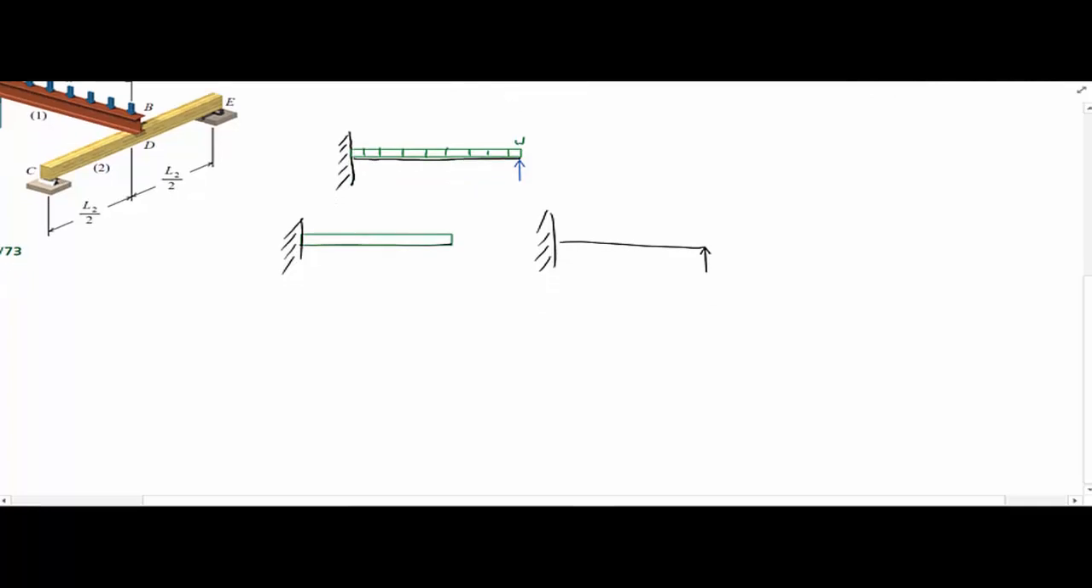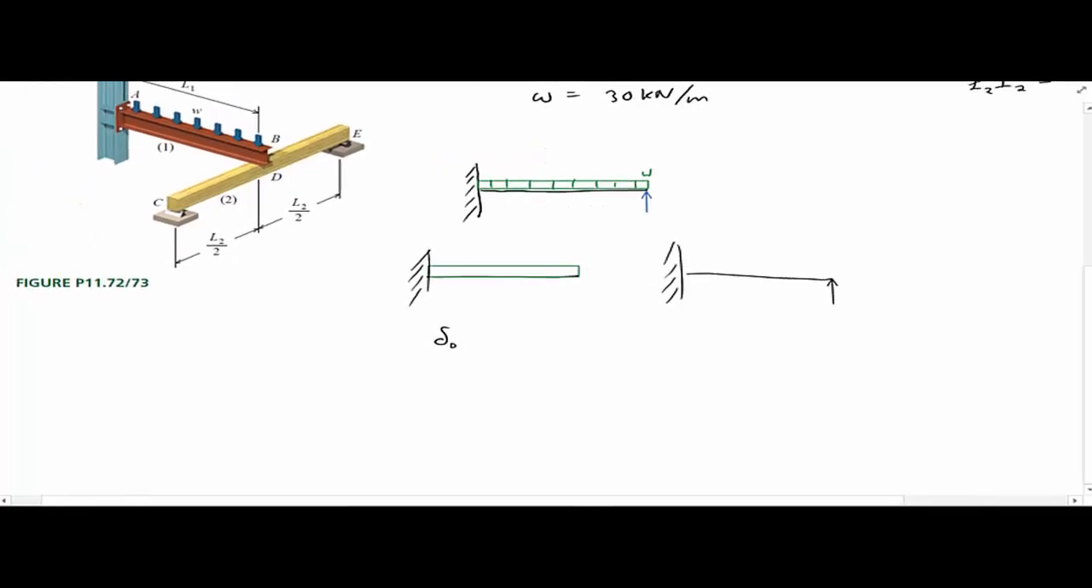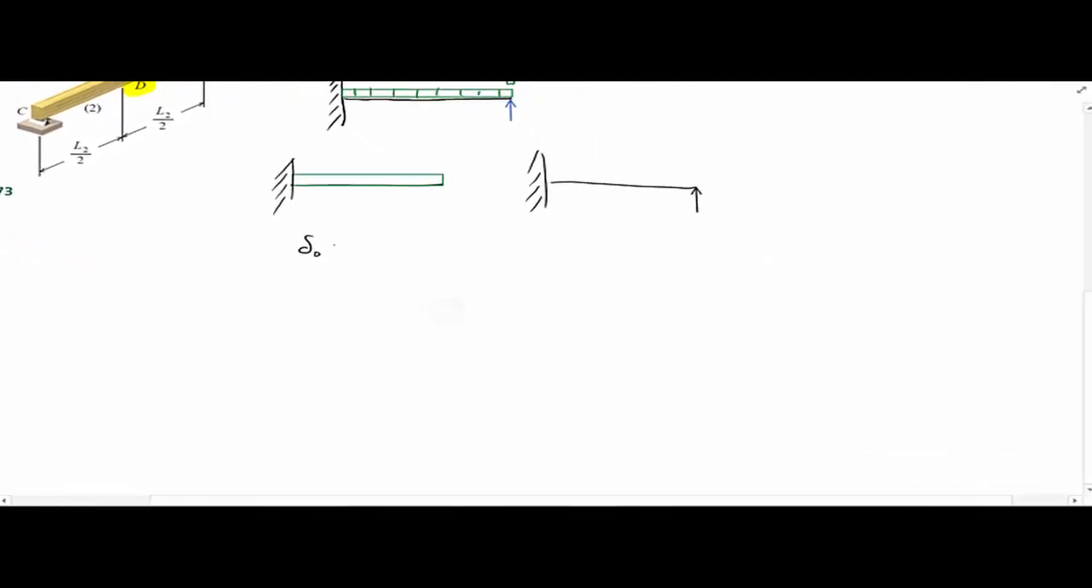For the distributed load, we can look on the formula sheet. I'm using delta because delta is the point that it's deflecting. So the deflection equals negative W L sub 1 to the 4th over 8 E sub 1 I sub 1. And the deflection for the point load at delta equals negative P L sub 1 cubed divided by 3 E sub 1 I sub 1.